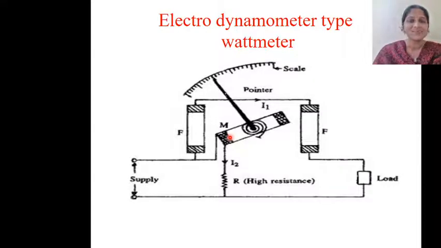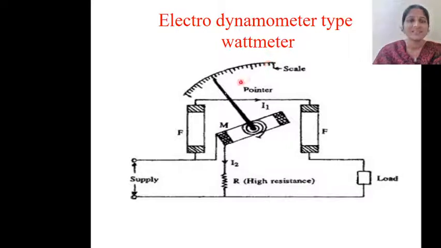When two magnetic fields are produced, due to the interaction of these two magnetic fields, a torque is produced. Because of the two magnetic fields, there is a torque produced, and this torque is nothing but the deflecting torque. Because of the torque, the pointer starts moving.